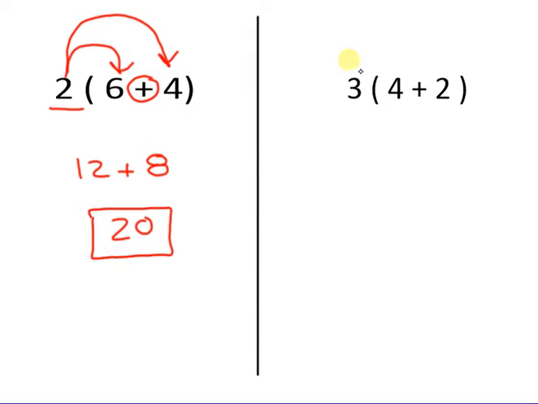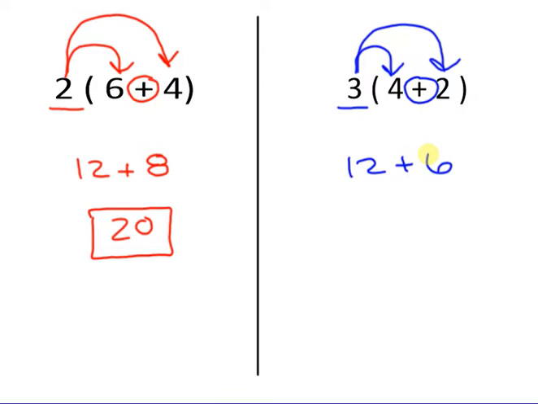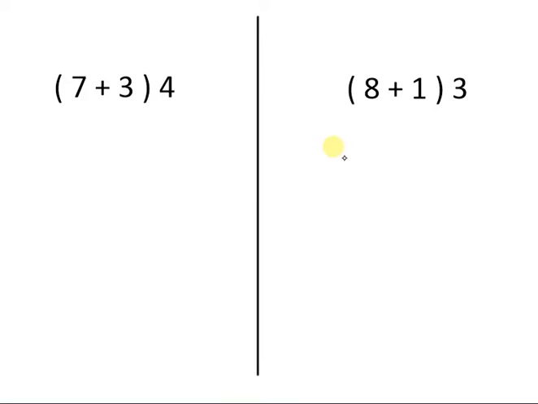All right, let's try another one. Again, here's my parentheses. Here's the number outside. This is the number I'm going to distribute. So I'm going to draw my arrows to show that I know I'm going to pass it out to everybody. 3 times 4 is 12. My operation is addition, so I'm going to bring it down. 3 times 2 is 6. 12 plus 6 is 18. And that's it.